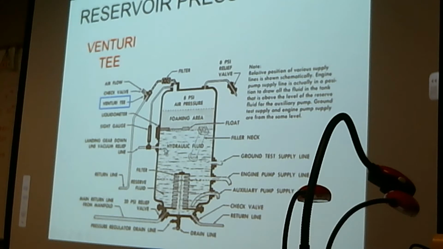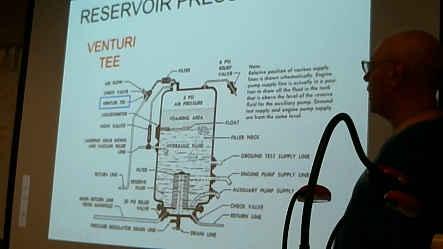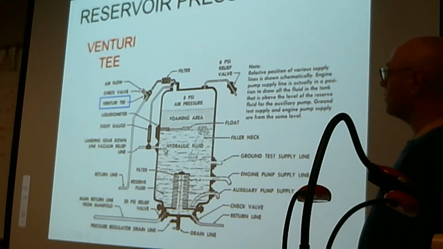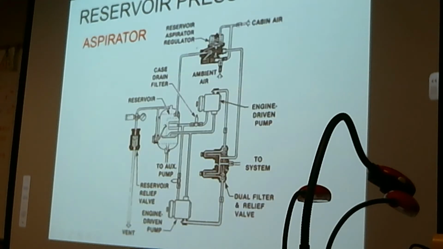Here's one. I don't know what aircraft this came from, but I stole it from an old military manual. So they've got a Venturi T installed in the line that goes into the reservoir. They also regulate that air pressure to about 8 psi. It doesn't have to be a great deal of pressure, but it certainly has to be enough to push on that fluid. So that's kind of the idea of a Venturi T.